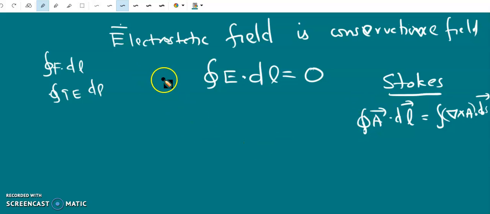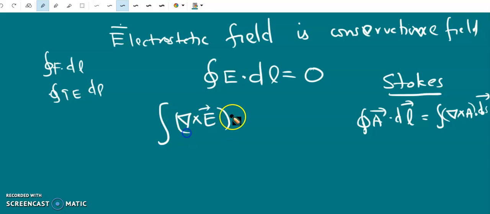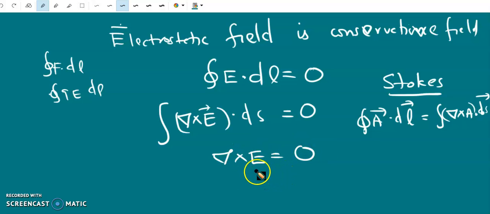So similarly we can write closed integral E dot dl is equal to the surface integral of del cross E dot dS equal to 0. അപ്പോൾ ഇവിടെ 0 ആയതുകൊണ്ട് നമുക്ക് ഇന്റഗ്രൽ ക്യാൻസൽ ചെയ്യാം. del cross E is equal to 0. So this is the curl of the electrostatic field. So the curl of the electrostatic field is 0 since the electrostatic field is conservative in nature.